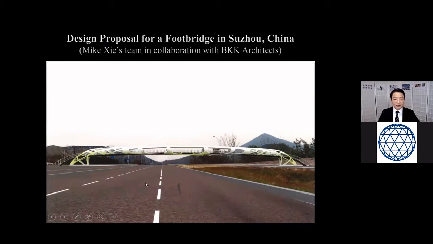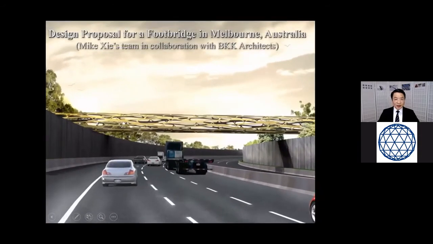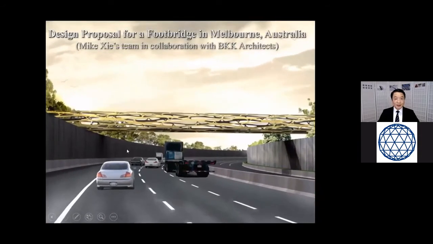This is a footbridge in Suzhou, China. The initial design is an enclosed tube. And by removing the redundant material on the tube, not only can we get a very efficient structure, it also provides a very clever and innovative design as well. And this is a footbridge we designed in Melbourne in collaboration with an architecture firm locally.